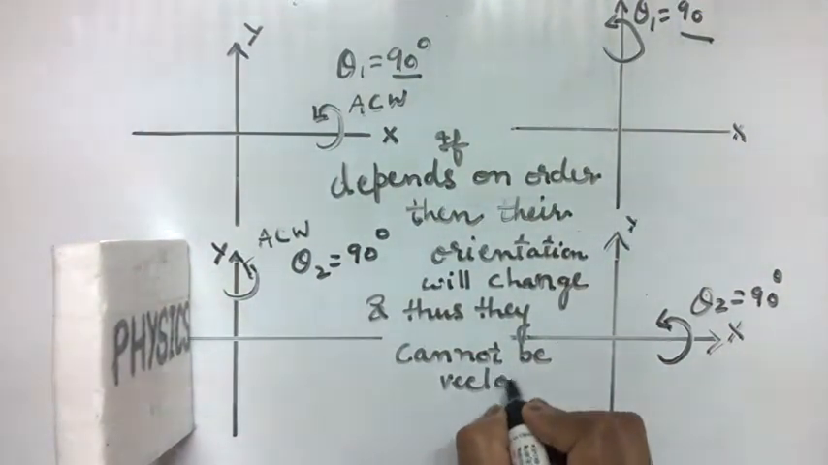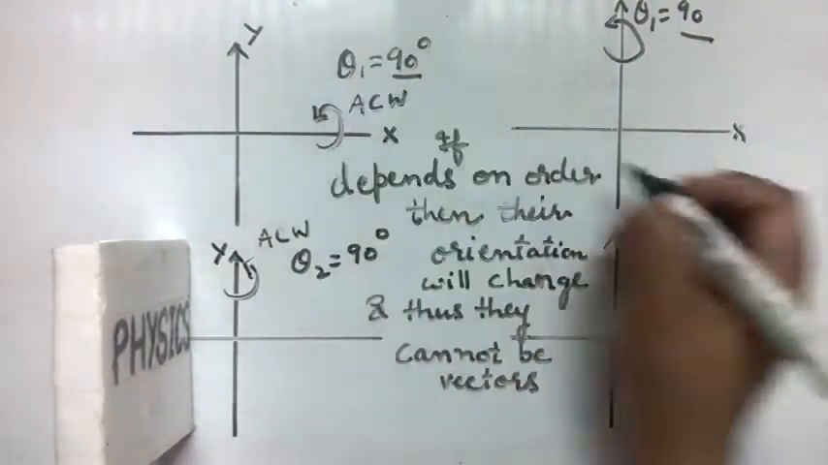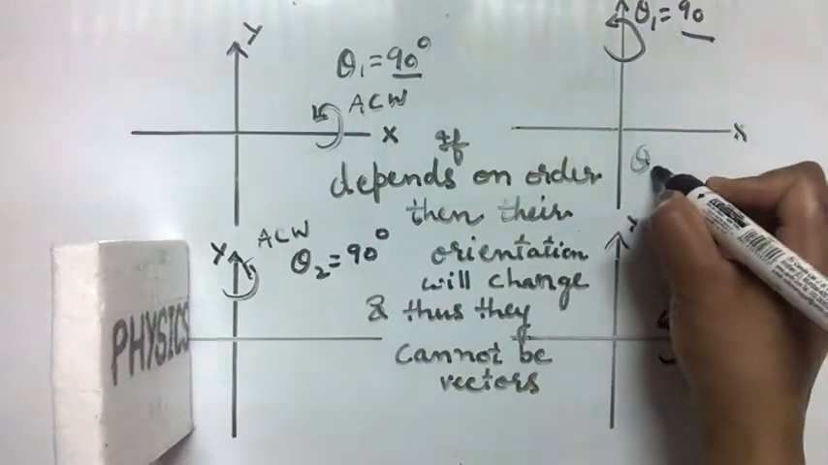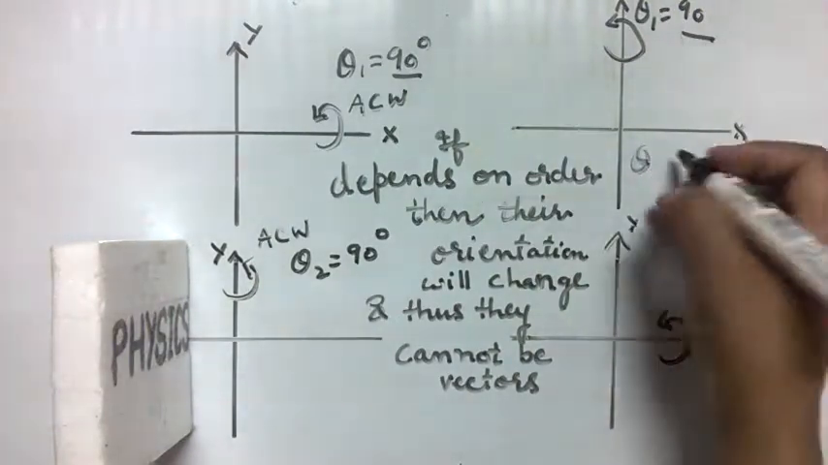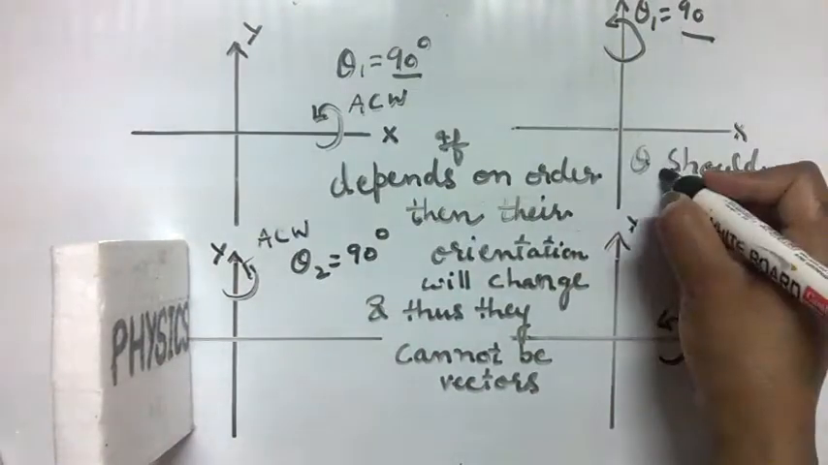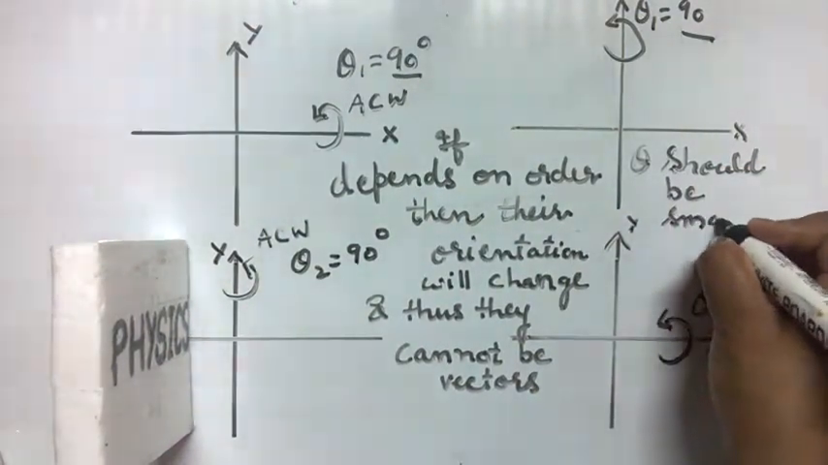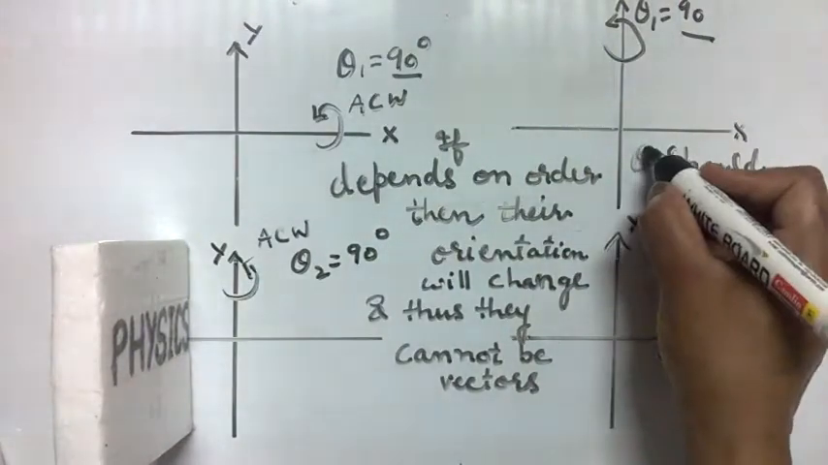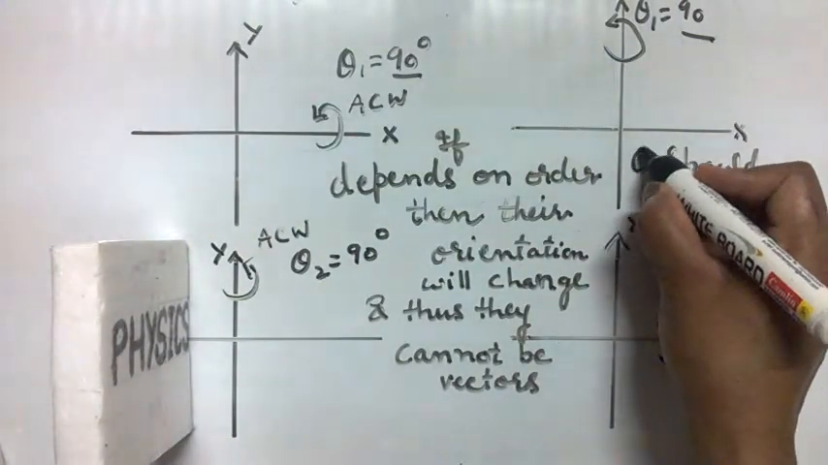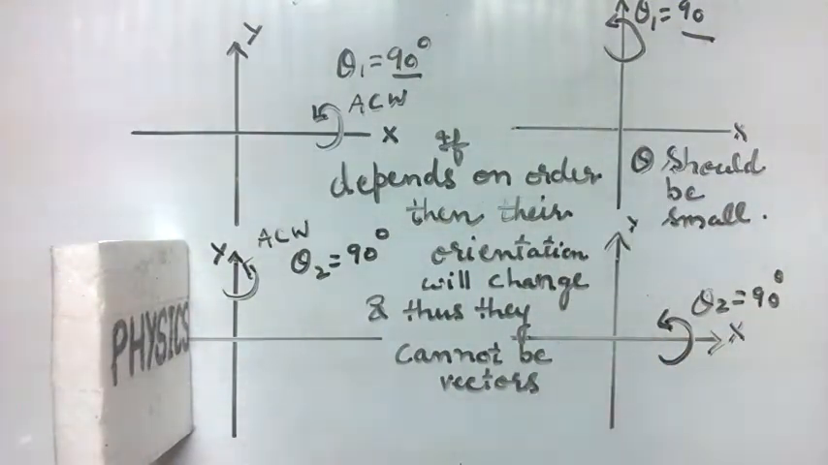Therefore, we take only small angular displacements, that is, theta should be small. Also, their directions are along the axis of rotation, therefore, they are axial vectors.